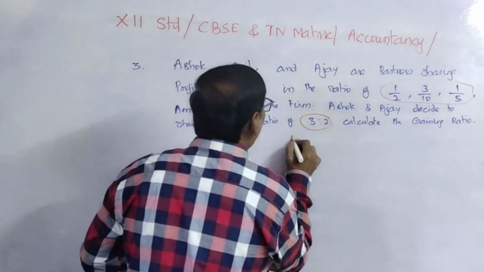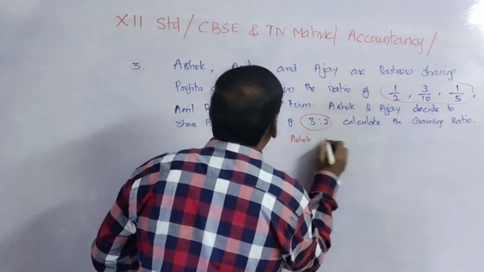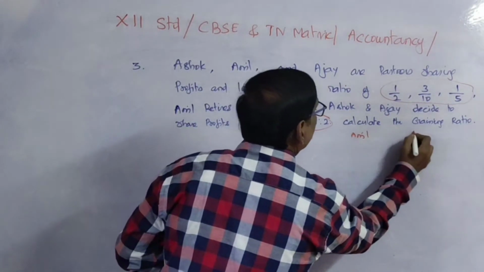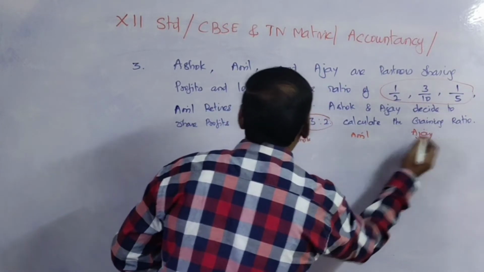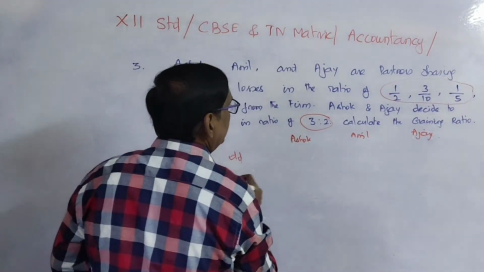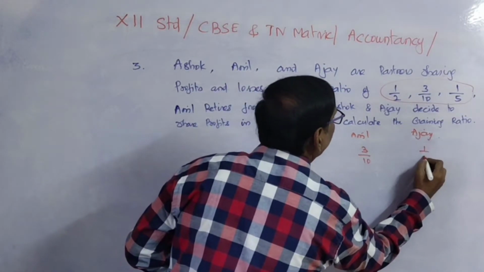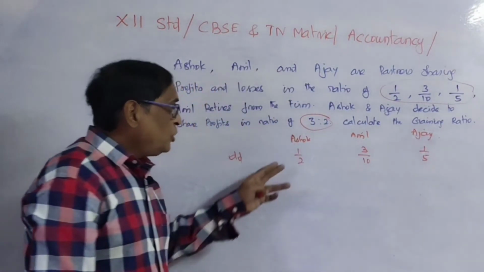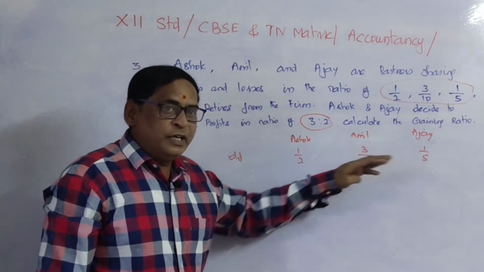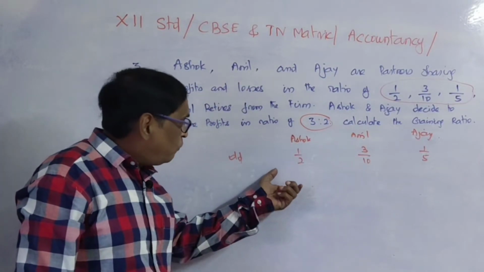So Ashok, Anil, Ajay, old ratio, that is 1/2 and then 3/10 and then 1/5. Actually, this ratio is not equal. The base is different. So we have to convert it into full term.